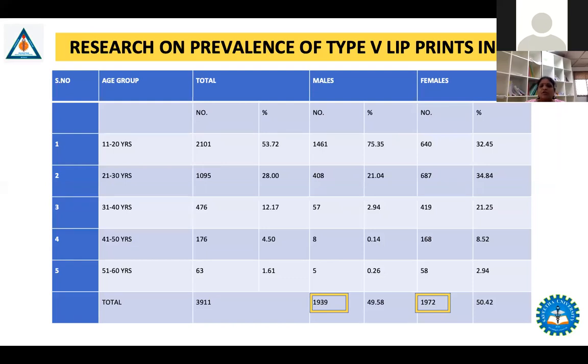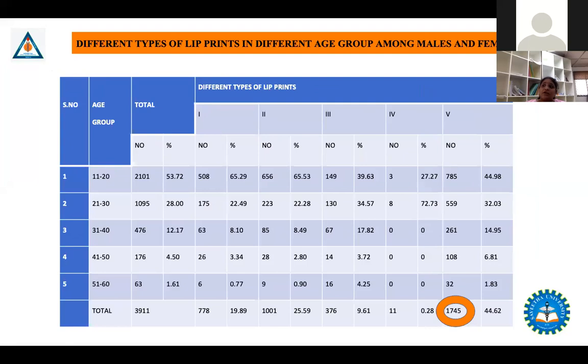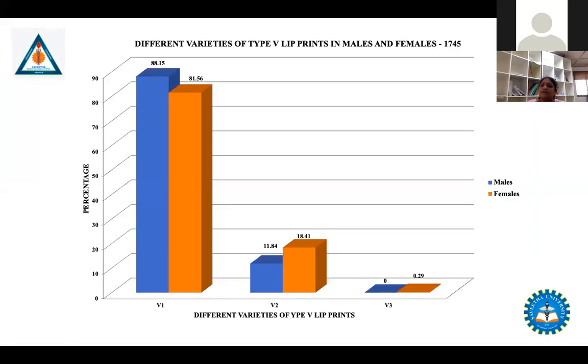So in type 5, I wanted to see whether most of the individuals are exhibiting these subdivisions, which I had given as type 5 A, B, and C. So I extended my samples to 3,911, including 1,939 males and 1,972 females, almost an equal concentration of both males and females in the study sample. And around 1,745 samples had type 5 lip prints, which I further started exploring for the subdivisions which I had observed in my earlier studies.